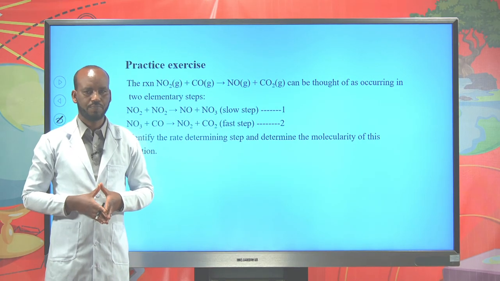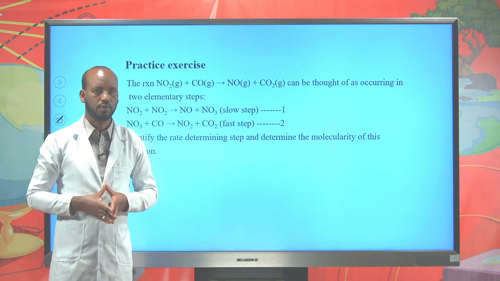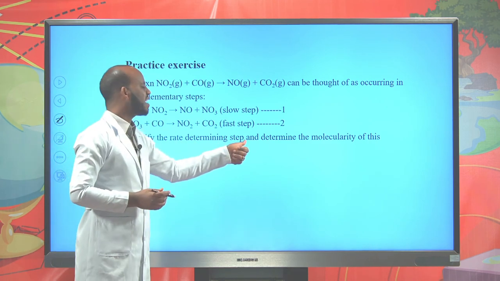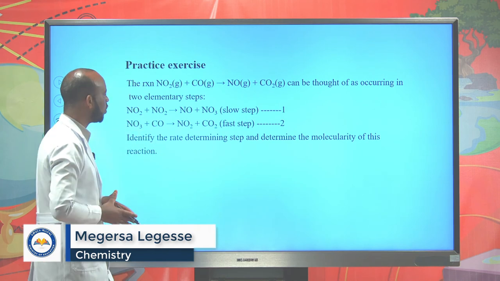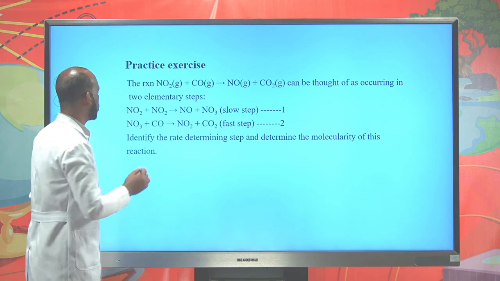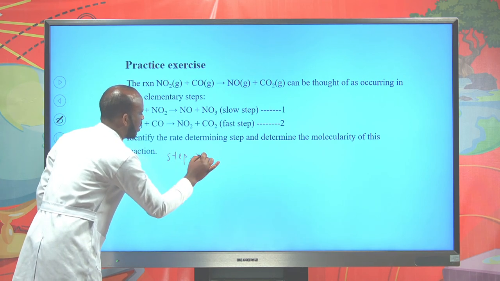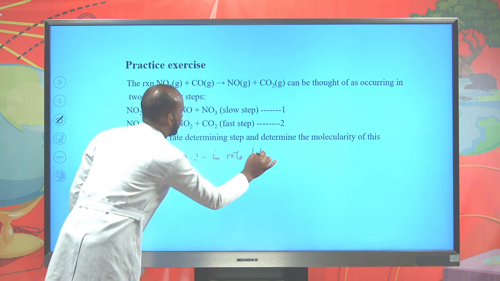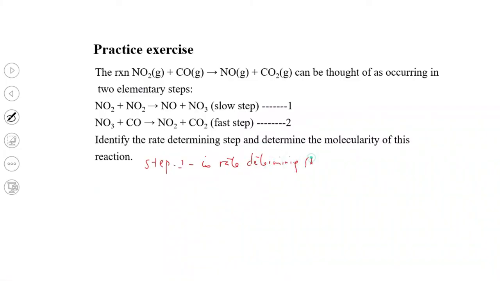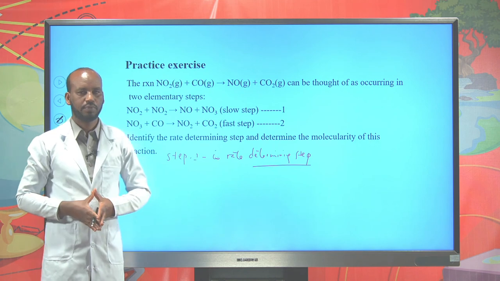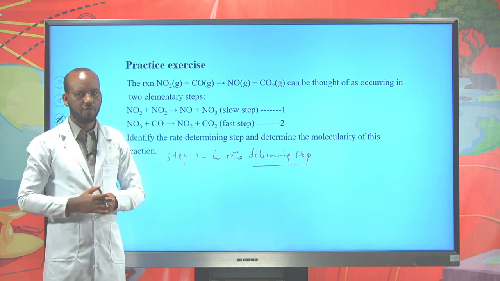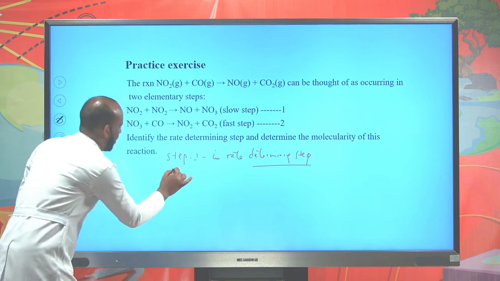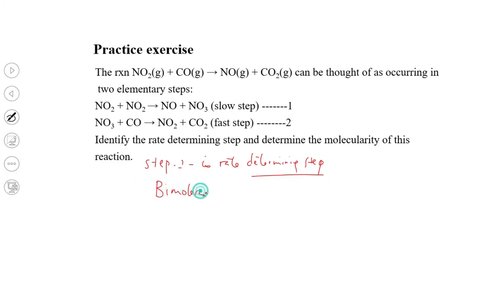Welcome back again, students. How did you do? Good. Identifying the rate determining step: as we said, the slowest step is the rate determining step. Therefore, step one is the rate determining step. Determine the molecularity of this reaction. The molecularity of this reaction is two reacting species, NO2, NO2. Therefore, the reaction is bimolecular.